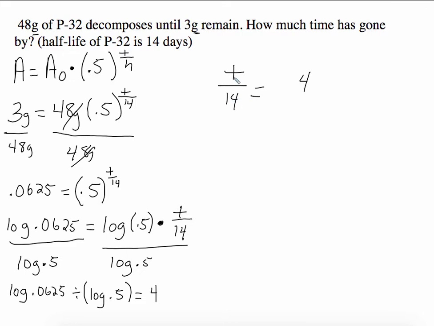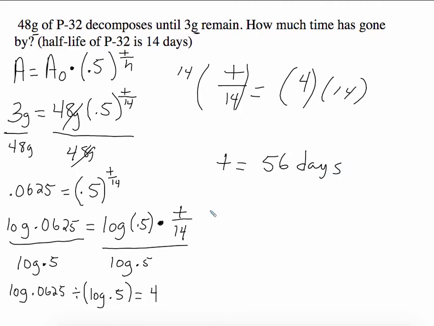Now I need to finish this problem. I got t over 14 equals 4. I need to get t by itself, so I'm going to multiply both sides times 14. If I multiply both sides times 14, I get 56. And since the half-life was in days, this will be 56 days.